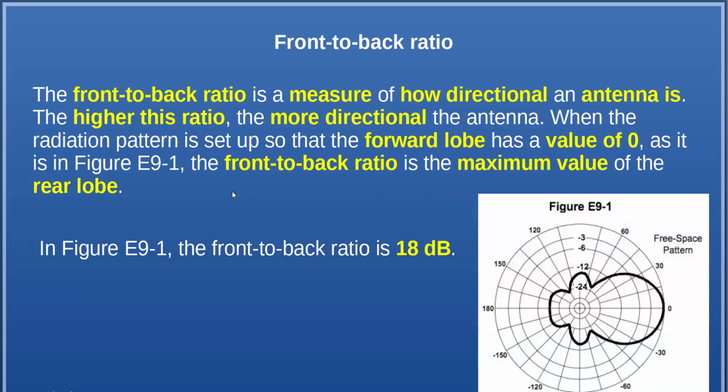Front to back ratio is to measure how directional the antenna actually is. So the higher the ratio, the more directional, not necessarily the highest gain. And like in this chart, they're showing that rear lobe is around halfway. You could argue it's 17, 19, whatever, but around 18 dB would be the front to back ratio.